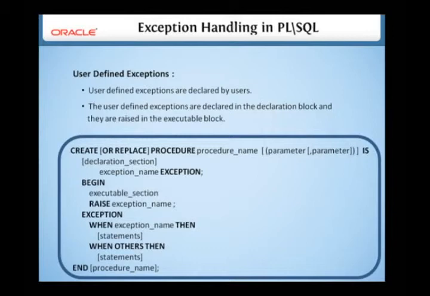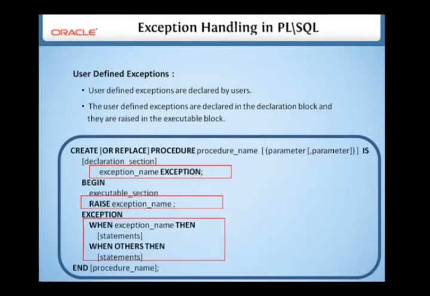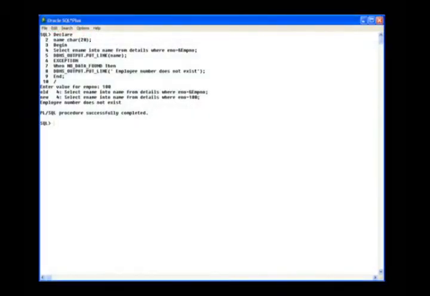In this syntax, we can declare exceptions in the declaration section. Then the exceptions are raised in the executable section, and these exceptions are handled in the exception section. An exception cannot be declared twice in the same block. Exceptions declared in a block are considered as local to that block and global to its subblocks. Now we are going to see this practically.